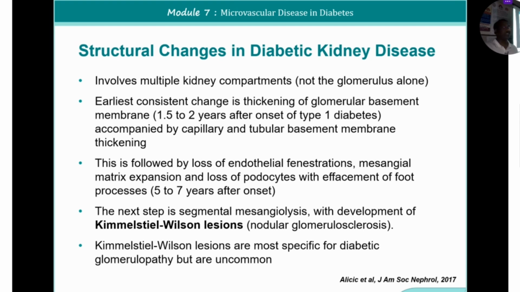These occur 5 to 7 years after the onset. The next step is segmental mesangiolysis and the development of Kimmelstiel-Wilson lesions. So there is a nodular glomerulosclerosis. This is the most specific, but it is not common, the Kimmelstiel-Wilson lesion. What is more common is diffuse glomerulosclerosis, not nodular glomerulosclerosis. But nodular glomerulosclerosis, the KW lesion, is the most specific for diabetic glomerulopathy, though it is not common.